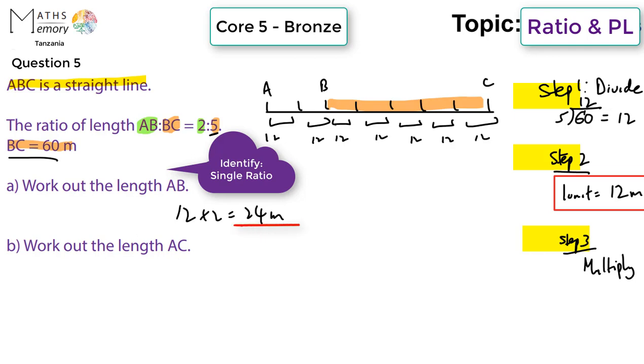Work out the length of AC. Now AC is the total amount of all 7 units, so we're not dealing with two different boxes over here. We're with 7, so it's very simple. 12 times 7 will be 84. So in fact, it's very useful to do these 3 steps, because for single ratios, you can apply this to any aspect of the question. Notice how we've done the 3 steps first, then we applied it to the question afterwards.